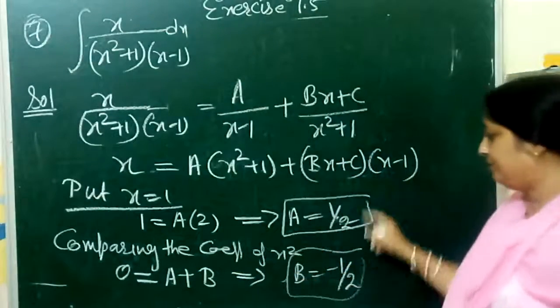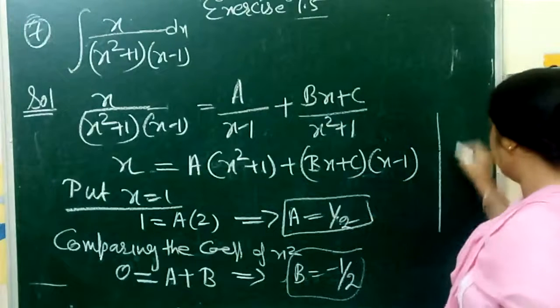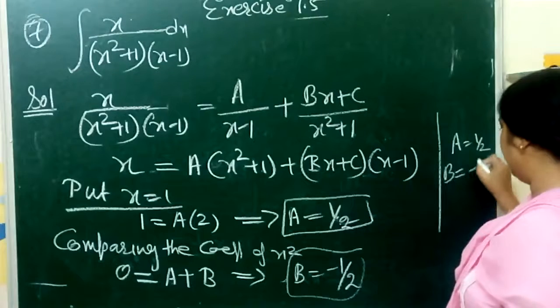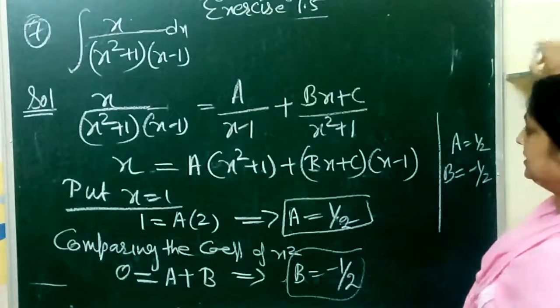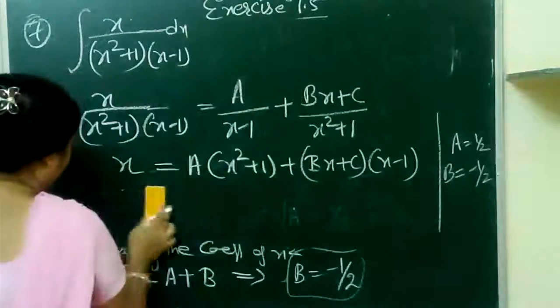This is the value of a and b. The value of a is coming here half. I am writing it here, after that I will rub the blackboard. Minus half, b is minus half.